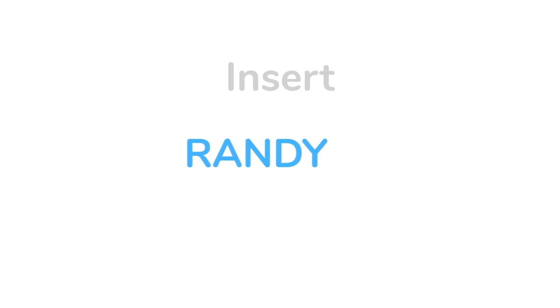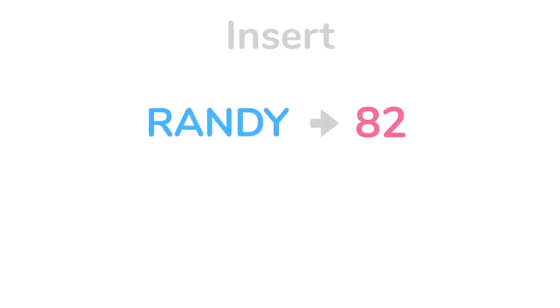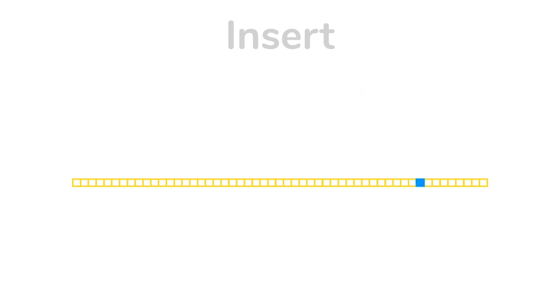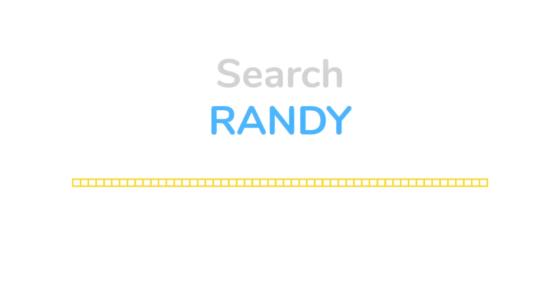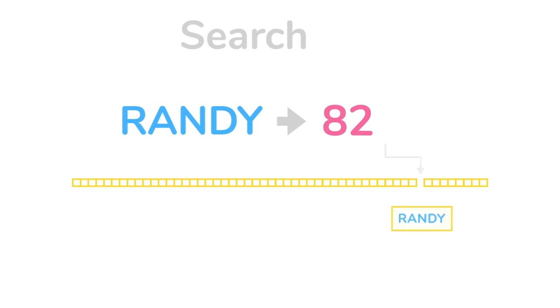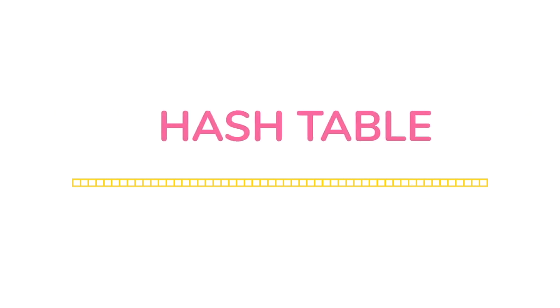This is possible because when we're storing data, we put Randy in a hash function, which will give us 82. So we store it in the location 82. And later on, when we're trying to search Randy, we put Randy in the hash function, get the hash code, which would be 82, and then go to that index 82 to find Randy. A data structure that has data stored in this way is called a hash table.